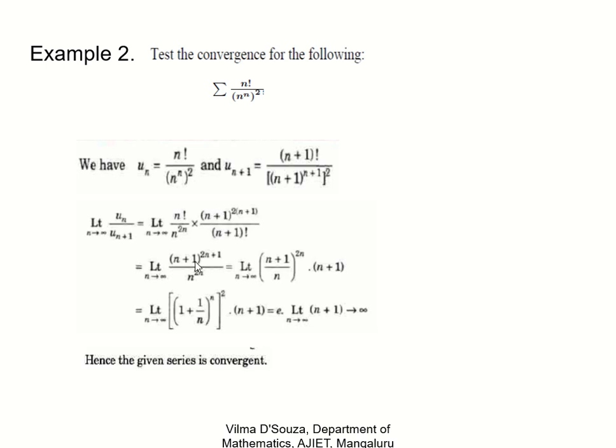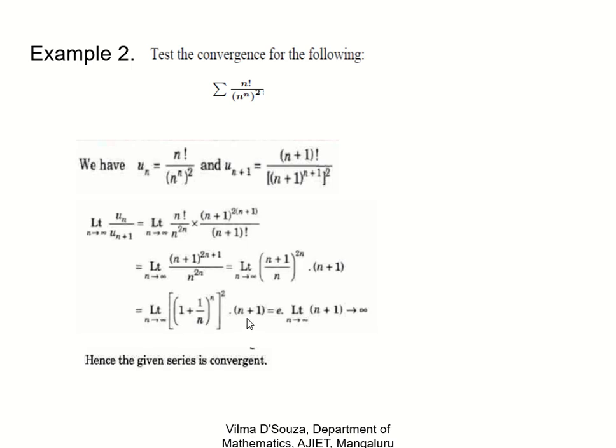You are left here with n plus 1 to the power 2n plus 1 divided by n to the power 2n. Right? So this can be written as n plus 1 by n whole to the power 2n into n plus 1. One more n plus 1 term. So now if you take n out, this can be written as n into 1 plus 1 by n. So 1 n gets cancelled. 1 plus 1 by n to the power 2n, or 1 plus 1 by n to the power n whole to the power 2 into n plus 1. So this term is e. Right? This term is e into n plus 1.